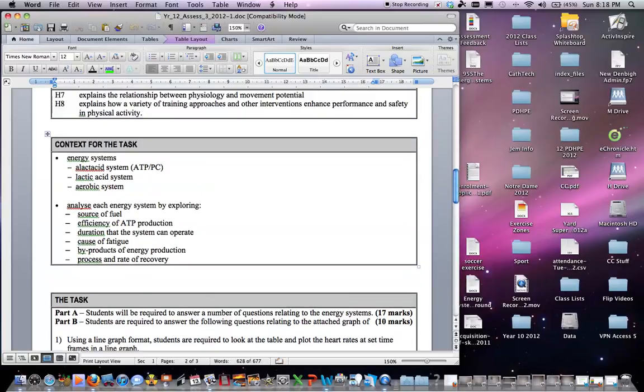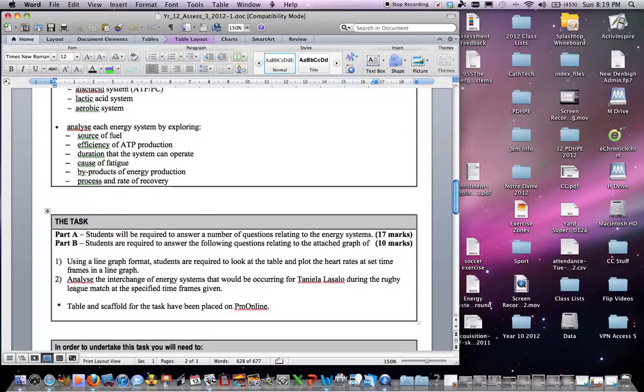The dot points that were being assessed here were the energy systems: the 3 energy systems, the ATP-PC system, the lactic acid system, the aerobic energy system. And then the other dot point, obviously the major component, was to analyse each energy system by exploring the source of fuel, efficiency of ATP production, duration that the system can operate, causes of fatigue, byproducts of the energy system, and the process and rate for recovery. So they're the things we were looking at in this assessment task.